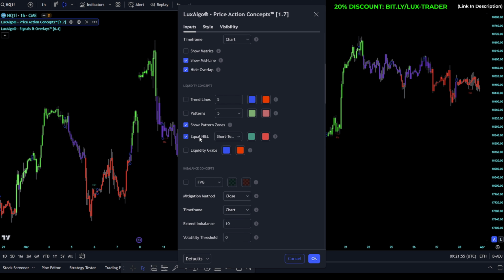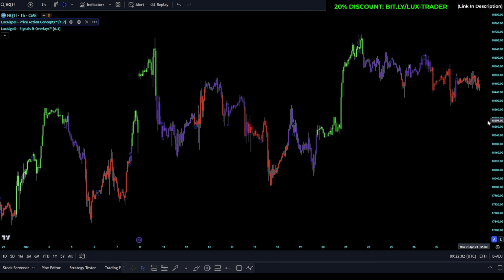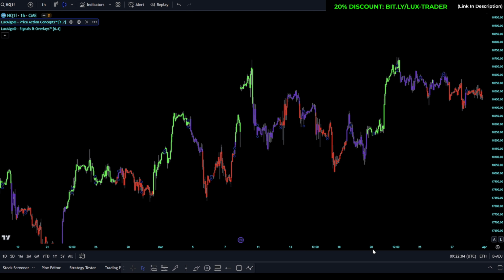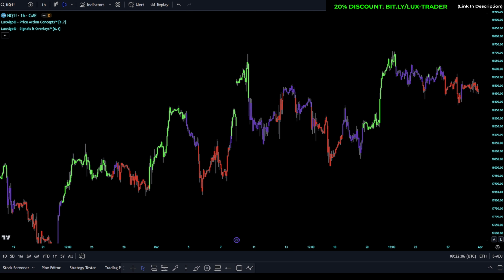Similarly, the indicators for equal highs and lows can also be toggled off. This customization allows you to tailor your chart to your preferences, ensuring a cleaner view or focusing only on the elements that you find most useful for your analysis.